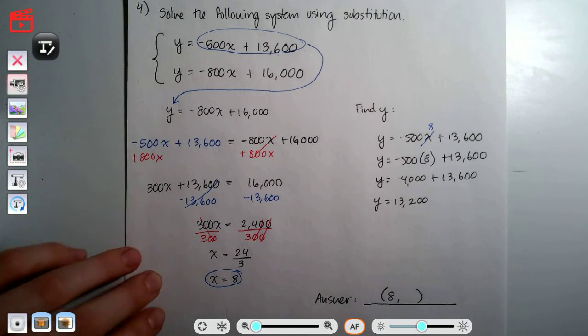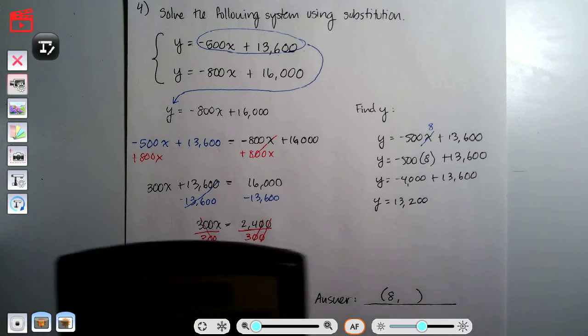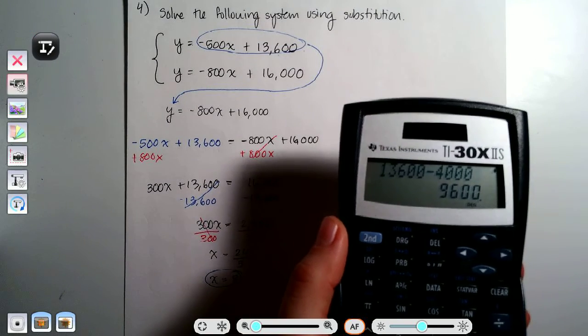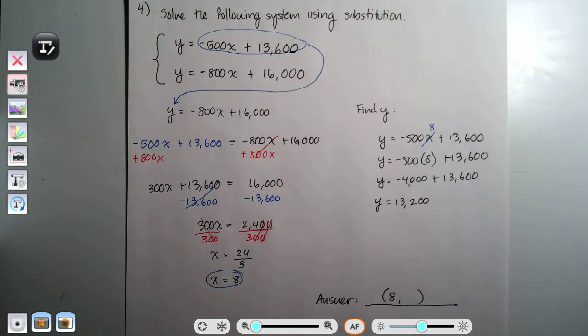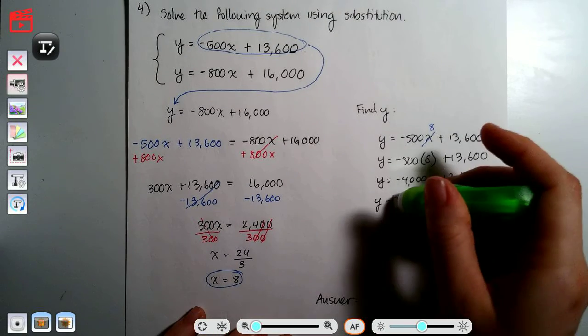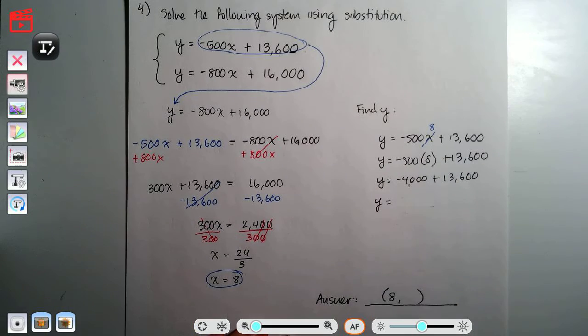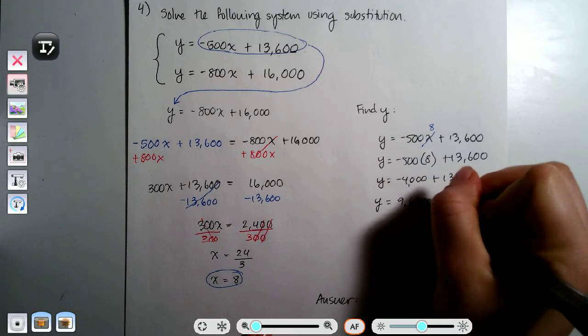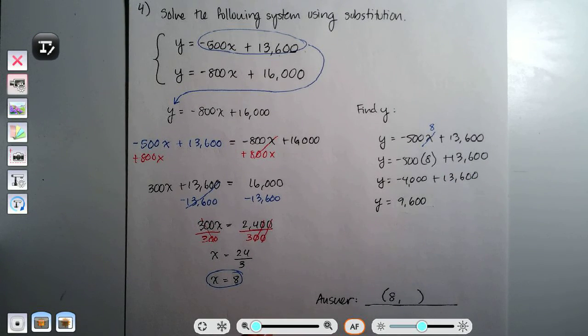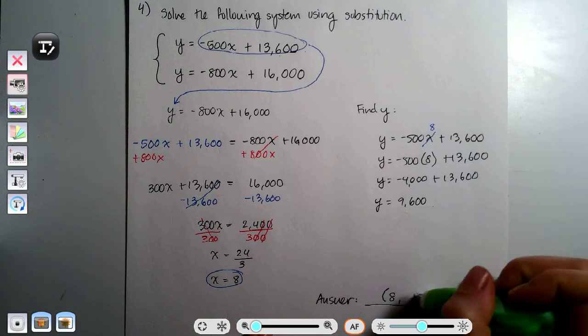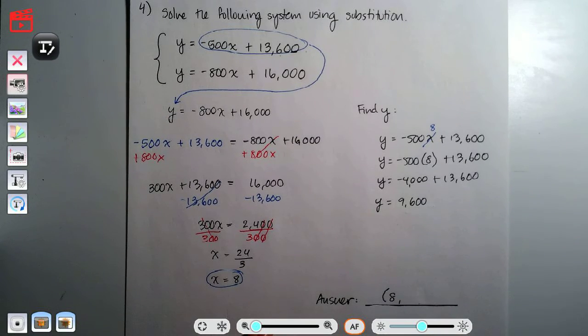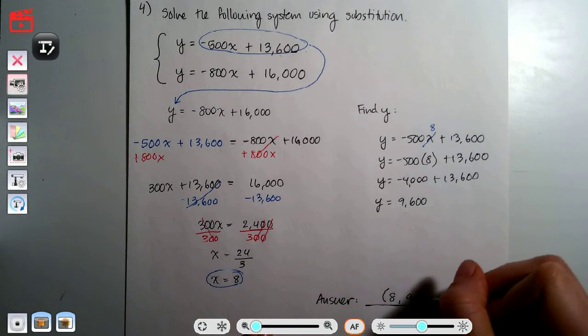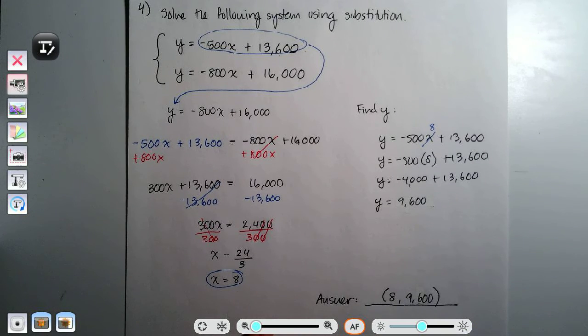Oh, I added that wrong. Don't know what I did there. That's supposed to be 9,600. All right, let me fix that. 9,600. So let me fix this other part here. Thankfully, I have my whiteout handy. And there we go. That is our answer. We have found the coordinate point where these two lines intersect.